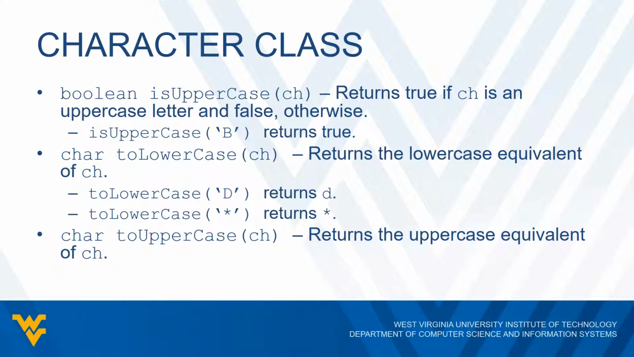And then the toUppercase method, well, it does the opposite of toLowercase. It's going to take our character and return the uppercase equivalent of it. So for example, if we call toUppercase and pass a lowercase j, it's going to return a capital J.